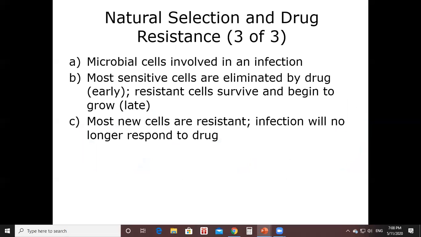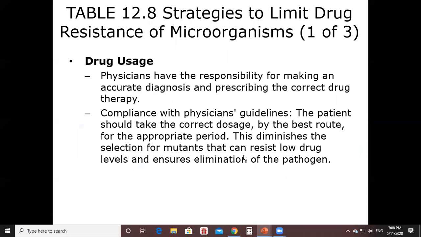So microbial cells involved in an infection, most sensitive cells are eliminated by a drug, then most new cells are resistant. That's just describing what we just went through. So, strategies to limit the drug resistance of microorganisms.